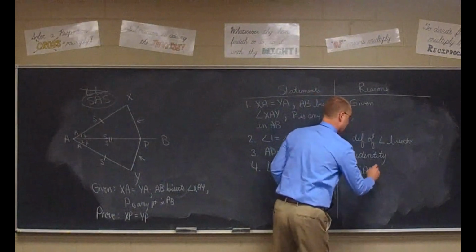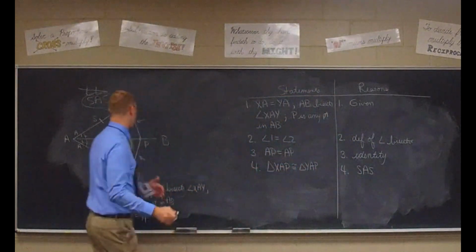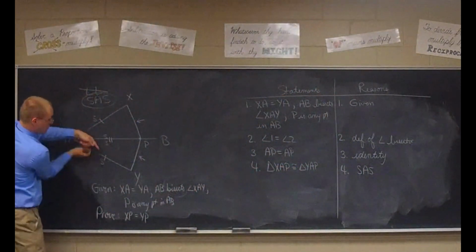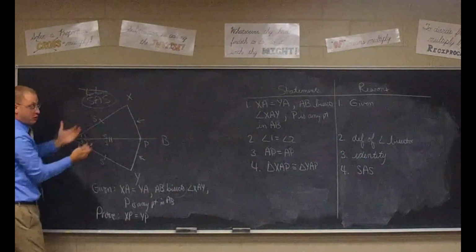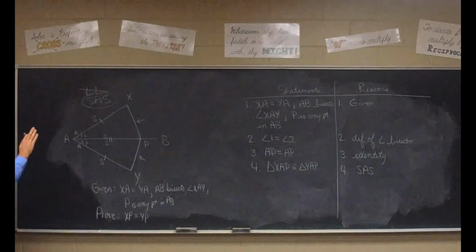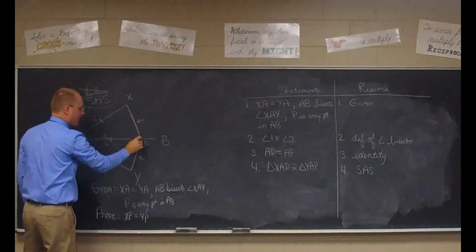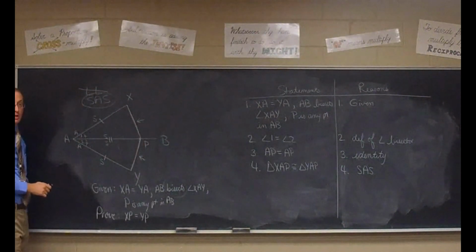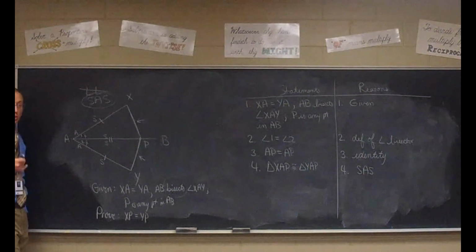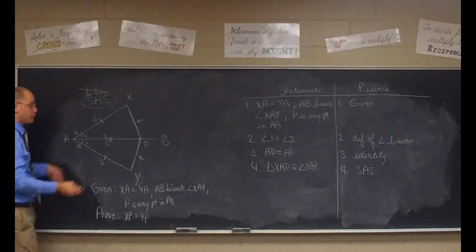CPCT. Side angle side, oh, right? Yeah, the side angle side theorem: if two triangles have two sides of one equal to two sides of the other, and the included angles are equal, then the triangles have to be congruent. And now that the triangles are congruent, what does that mean about XP and YP? XP equals YP. They have to be equal because they are corresponding parts of two congruent triangles.